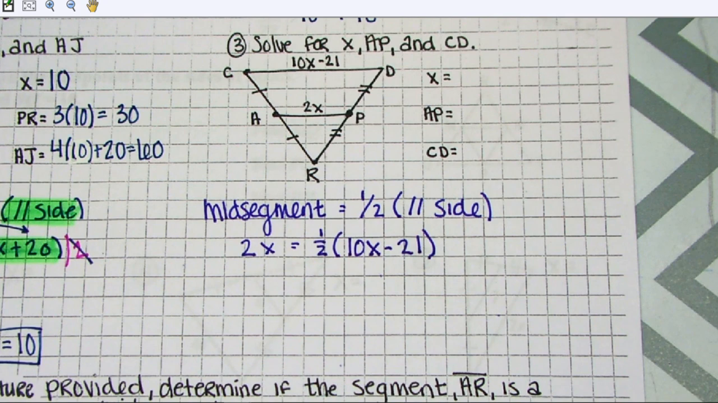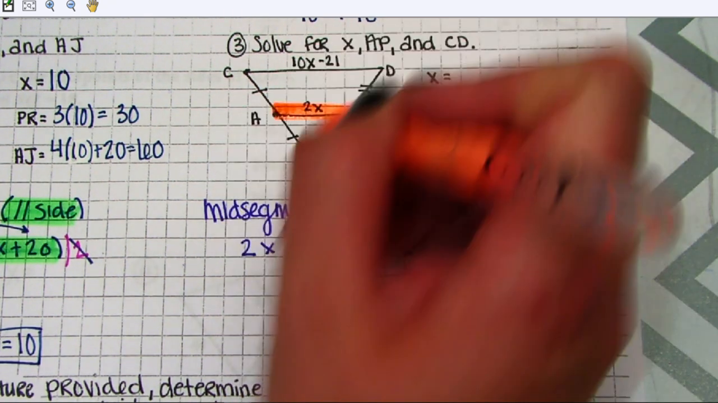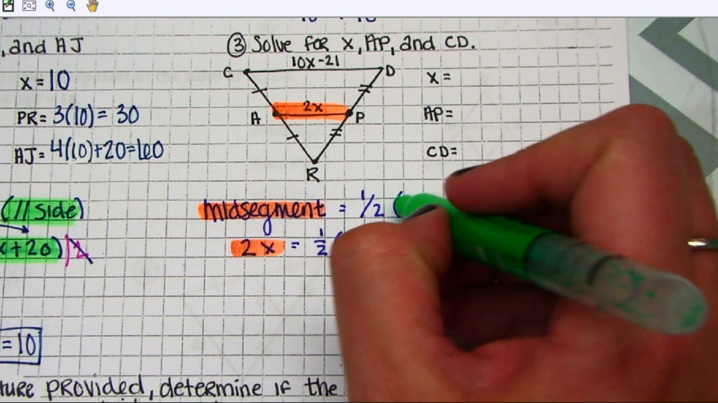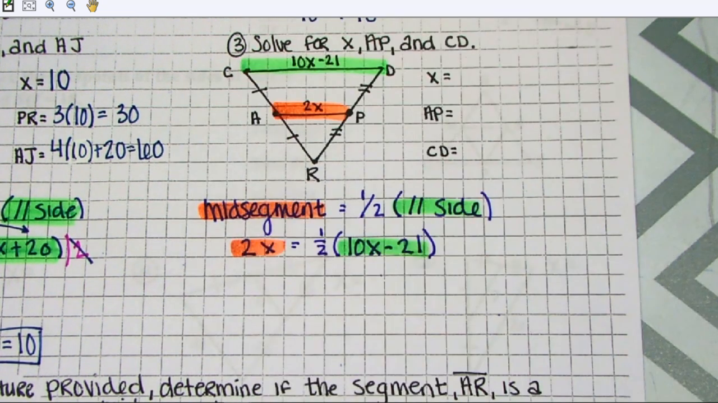So remember, the mid-segment is always inside of the triangle. The parallel side is always that side of the actual big triangle. So the mid-segment's inside. The parallel side is the side that it doesn't cross. So you're going to substitute, which we did.